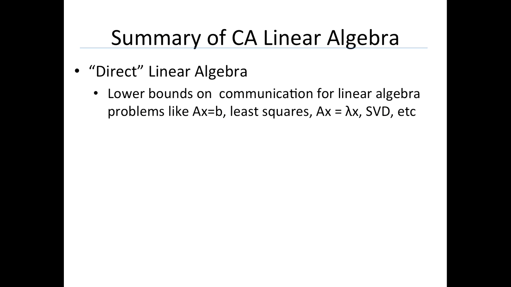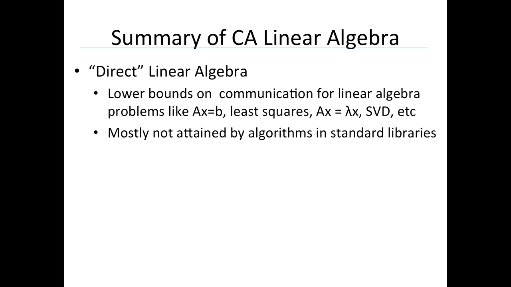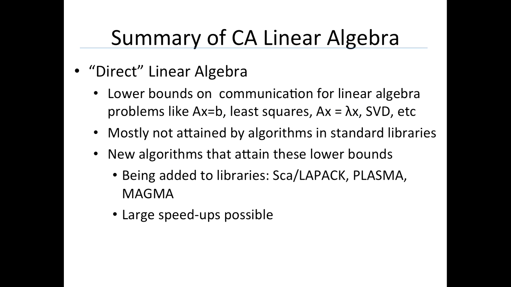And so let me start with direct linear algebra. I'm going to present some lower bounds on communication for problems like, originally it was just matrix multiply, but it turns out it works for Gaussian elimination, solving AX = B, least squares, eigenvalue problems, and SVD, and so forth. They're not going to be attained by the standard algorithms and libraries. And then I'll talk about the new algorithms that do attain these lower bounds. And there's been a process now going on for a while. There's a lot of software engineering to do to incorporate them into libraries. And I'll talk about the large speedups that are possible.